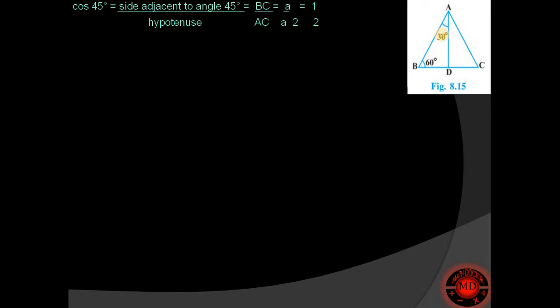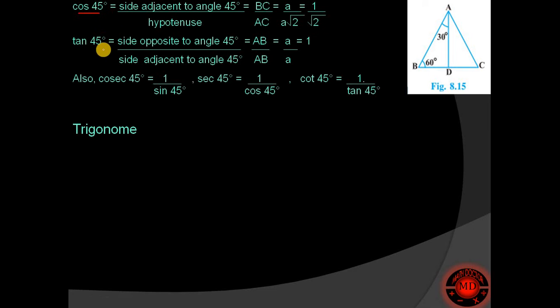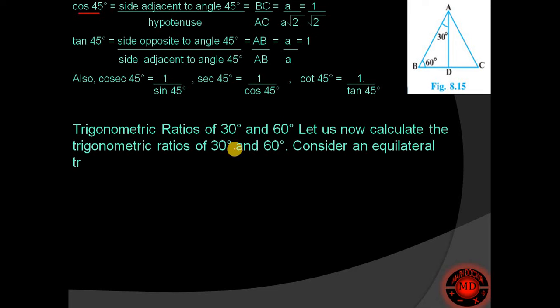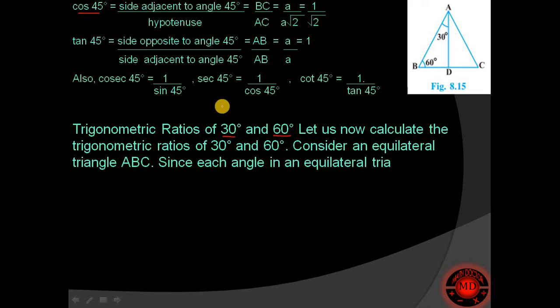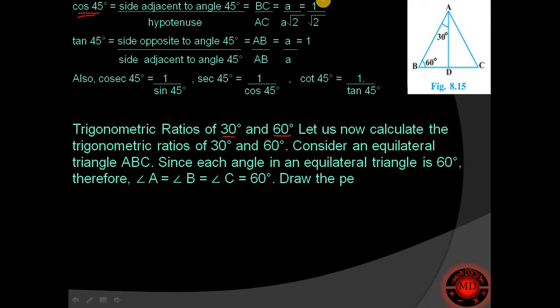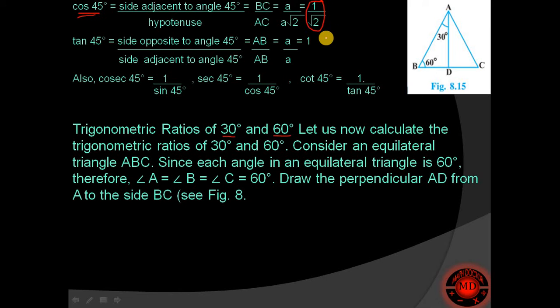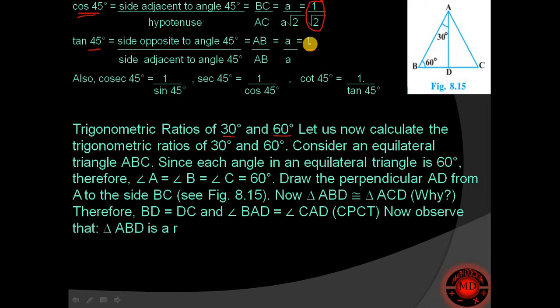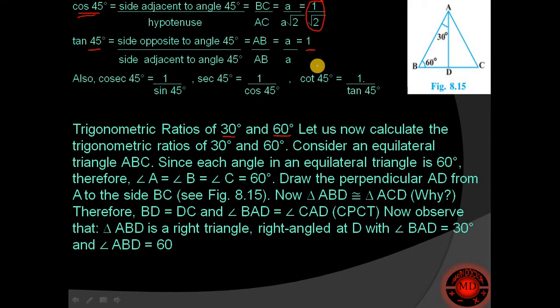Now let's look at some other trigonometric angles. We have looked at all the ratios of the 45 degree triangle specifically. So the values are: cos 45 degrees is 1 by root 2, sine 45 degrees is 1 by root 2, and tan 45 degrees should be 1. Due to this we will get the values for some specific angles.